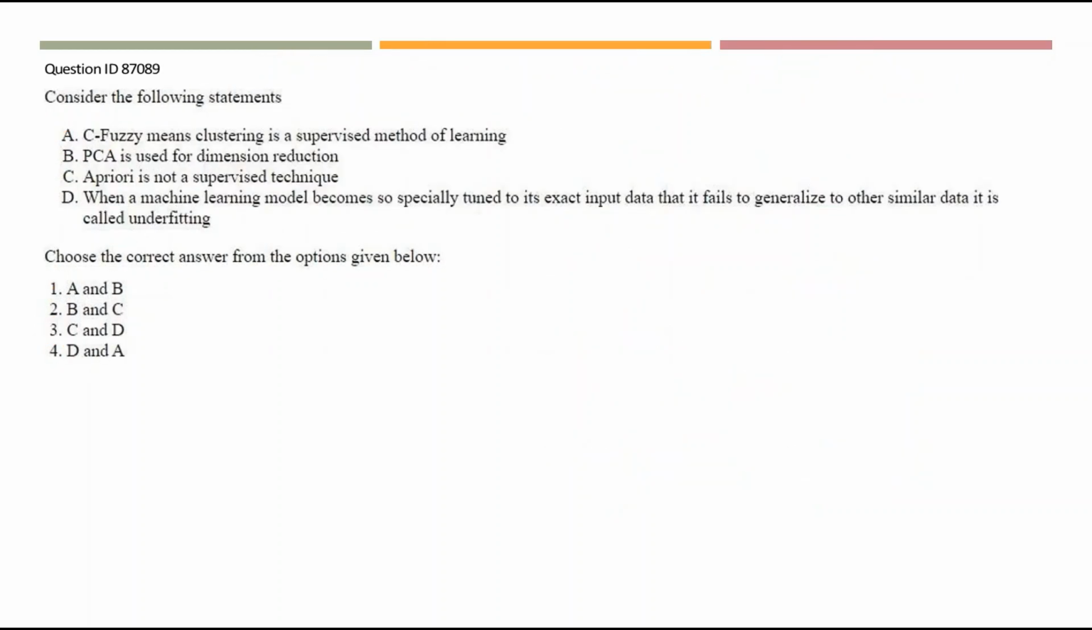Next question, consider the following statements. C fuzzy means clustering is a supervised method of learning. Clustering is unsupervised learning. Clustering is not a part of supervised learning. But C fuzzy is a method used in clustering. That is true, but this part is not true. So A is false. Next statement, PCA, Principal Component Analysis. PCA is used for dimension reduction. Yes, it is true. We have a topic called dimensionality reduction, and PCA will be the most commonly used method to do it.